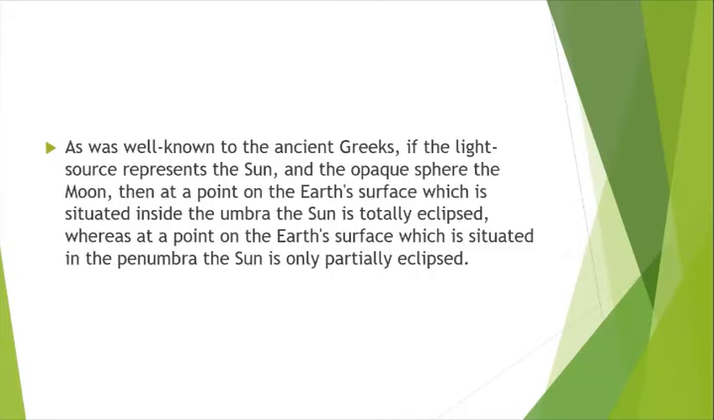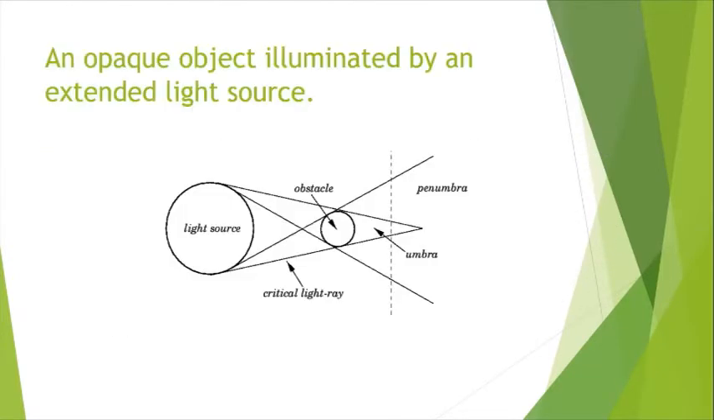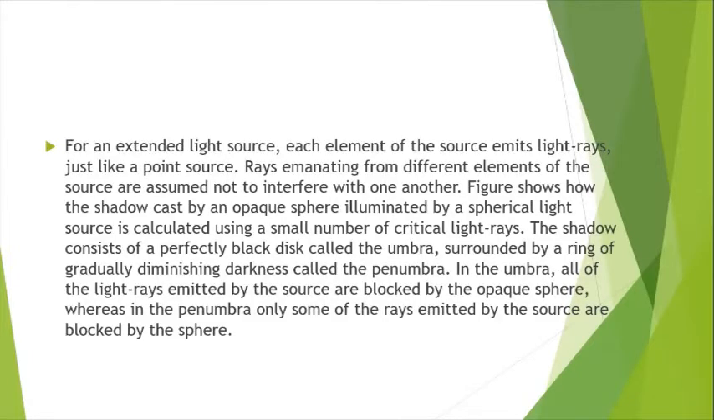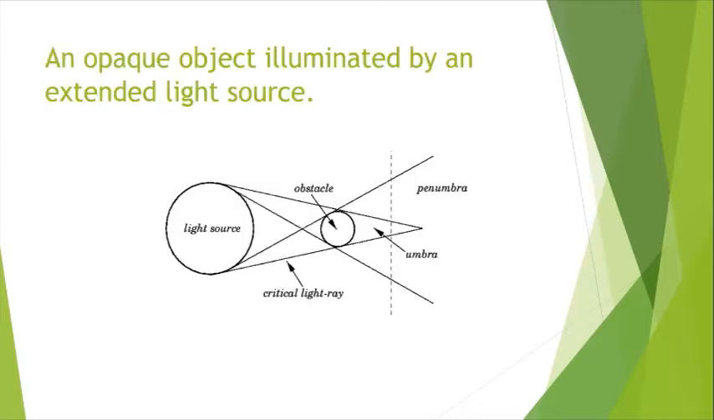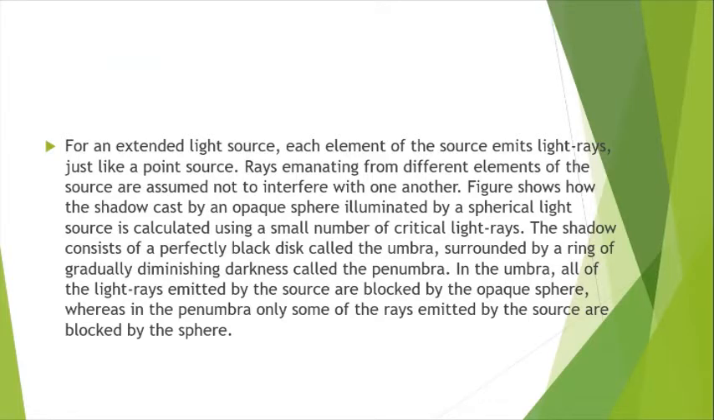In the umbra, all of the light rays emitted by the source are blocked by the opaque sphere. Dito kasi sa umbra, lahat ng makikita natin, since nasa likod lang siya ng obstacle, naharangan siya ng obstacle para dun sa light source. Whereas in the penumbra, only some of the rays emitted by the source are blocked by the sphere. Kaunti lang yung nabablock nung obstacle. Meron pa rin makikita na light dun sa penumbra, galing dun sa light source.